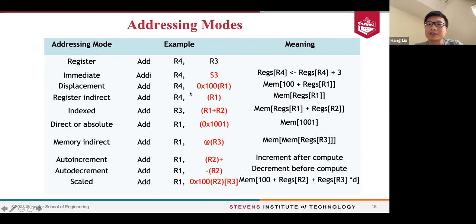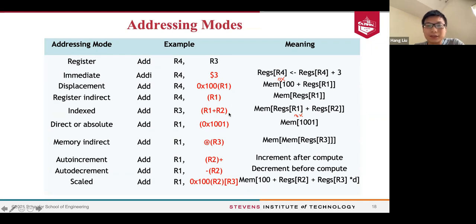We have also displacement, which means we use R1's value as the address to access memory, with an offset of 100. Here we assume that 100 is a hex value, so 0x. Register indirect means we use a register's value as the address to access the memory, fetch the value from the memory, do the addition with R4, and put the result into R4 again.